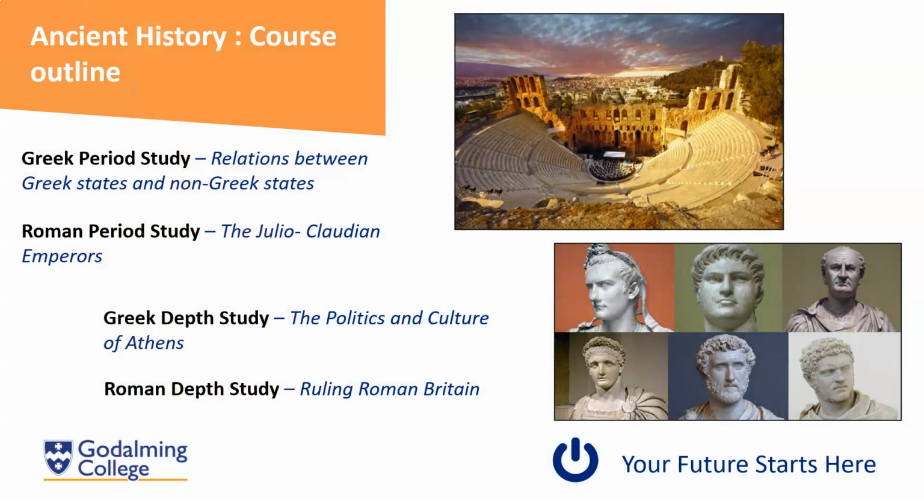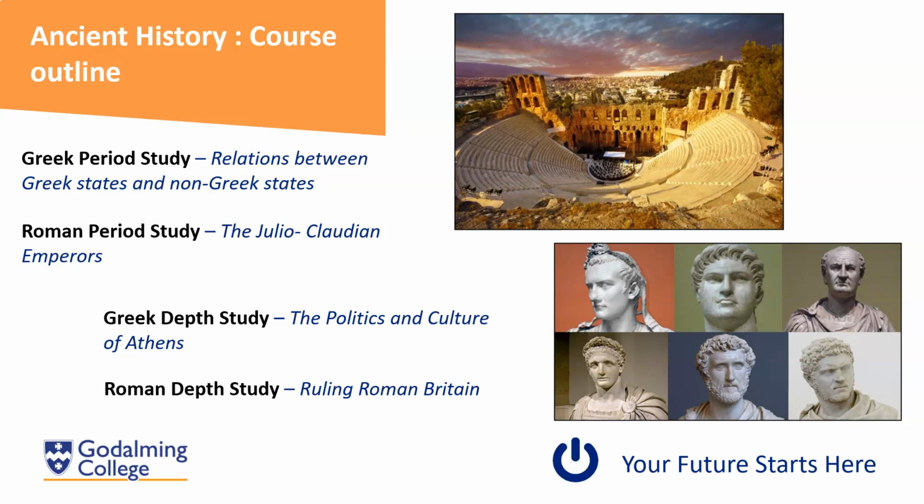To begin with, the first thing to say is that no prior knowledge of ancient history or classical civilization is required to take the course, and our starting assumption is that you have not looked at these periods before you begin. Having said that, the four areas that we look at across the 2 years of the A-level course are these.